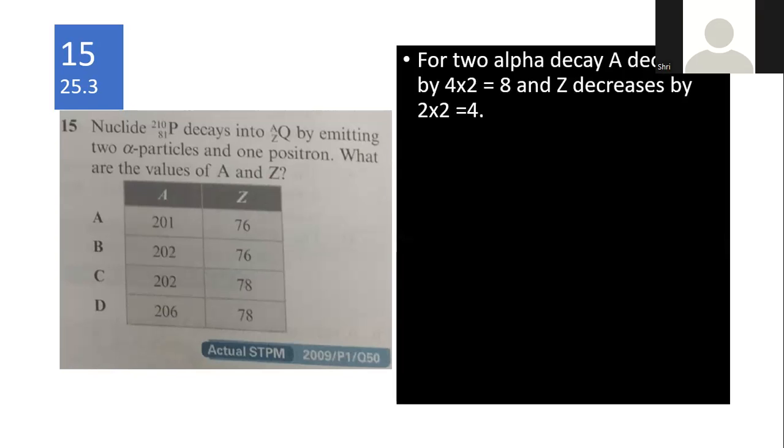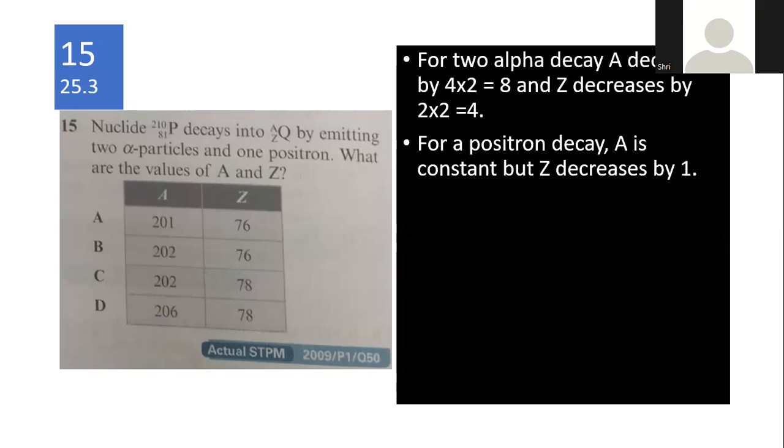For alpha decay, A will decrease by 4 times 2, which is 8, and Z will decrease by 2 times 2, so it's 4. Then for beta plus positron decay, A is constant and Z decreases by 1. So A starts with 210 minus 8 is 202.